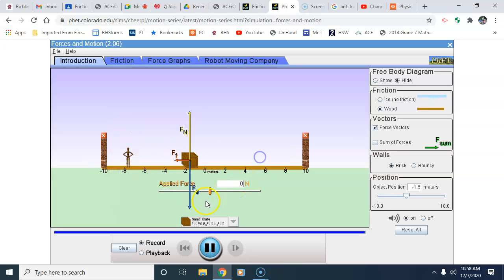So if I push and let go, there's no more applied force. So be very careful with our problems moving forward. If we slide it and let go, do not include an applied force anymore. Alright, if it's not there, we can't put it there.